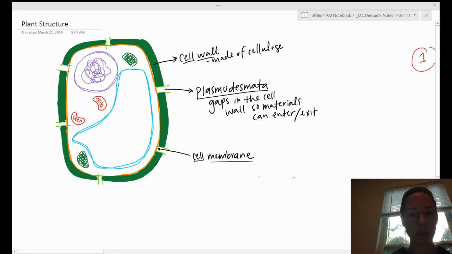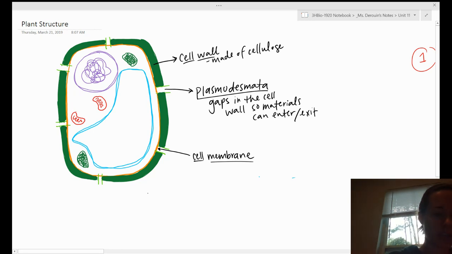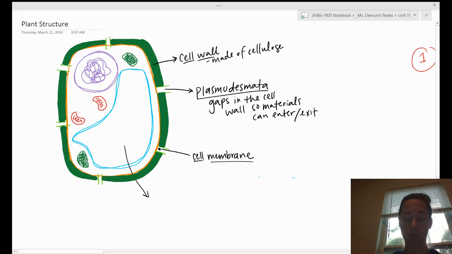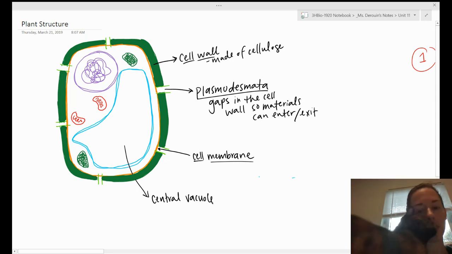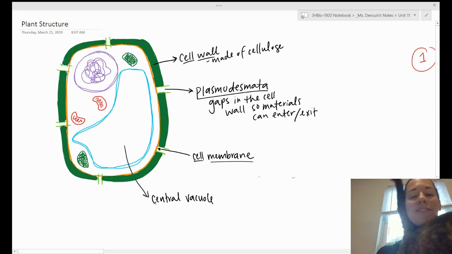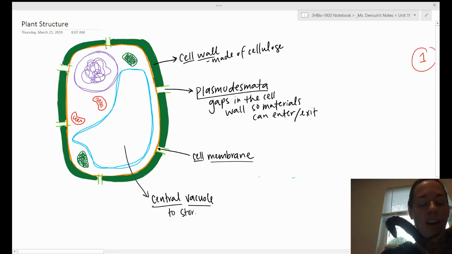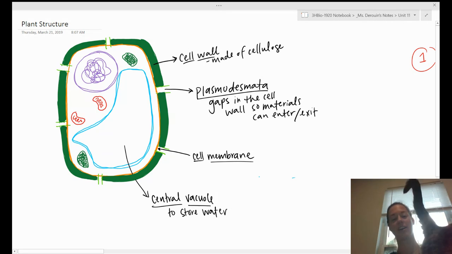And then, of course, plants have this large central vacuole. Not every cell of the plant has a large central vacuole, which we'll talk about in a couple minutes, but a lot of them do. So this is called the central vacuole. The central vacuole is used to store water for the plant because water is necessary for photosynthesis.